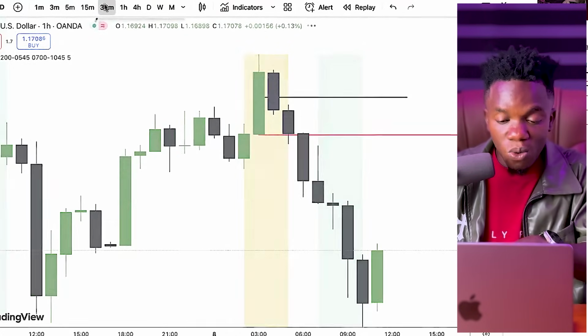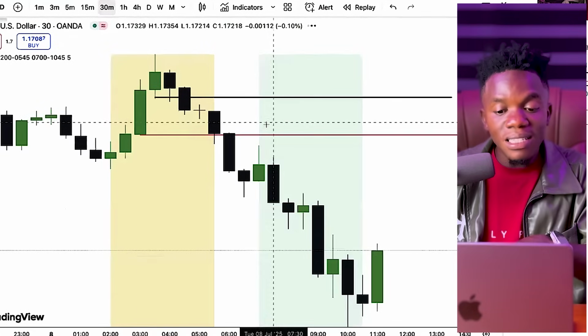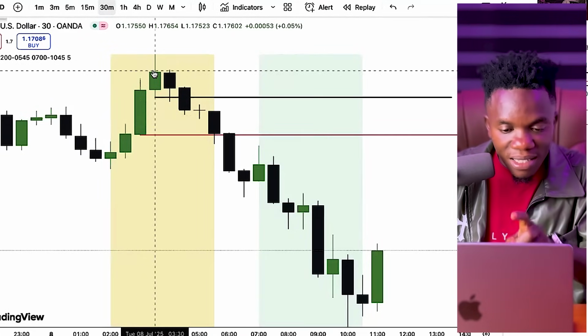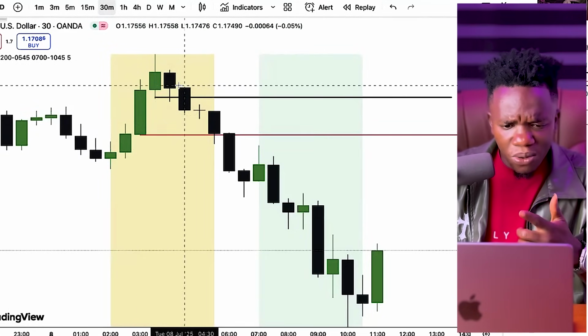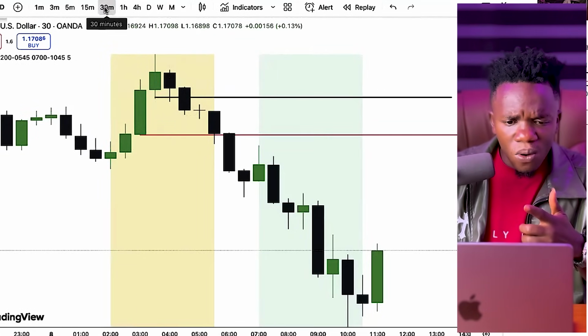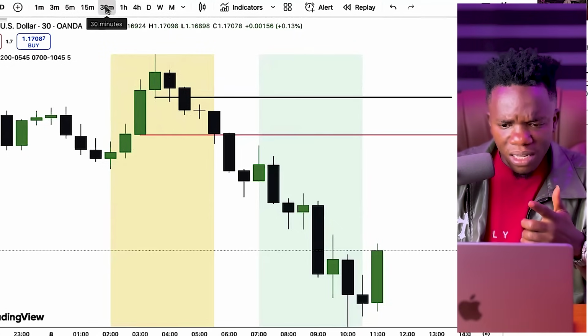Now, looking at this very well, you observe that this candle, you can't compare it to that 30 minutes candle we saw earlier on because this one is bigger. All right. This one is easier. So what I usually do is that I use 1 hour or 30 minutes.